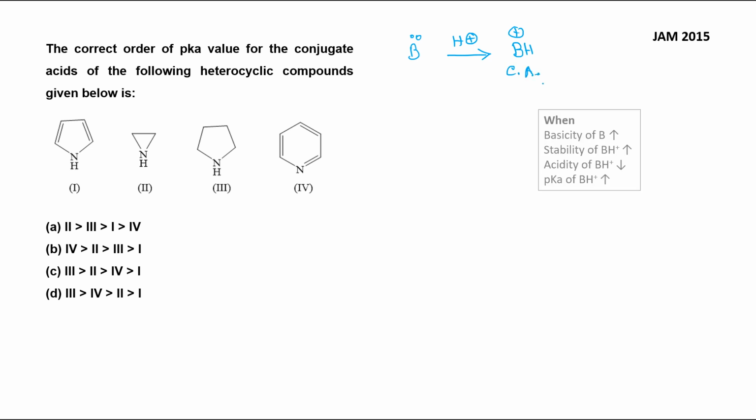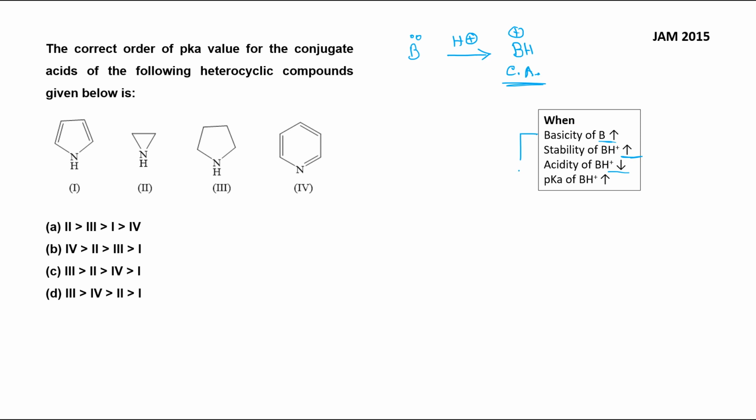Now you have to consider these factors. When the basicity of B is very high, that means the capacity to capture H plus is high, and that is possible because the stability of the conjugate acid BH plus is very high. So when basicity of B is high, stability of BH plus is very high. That means when basicity is increasing, stability of BH plus is increasing, and acidity of BH plus is decreasing, because when stability is high, obviously reactivity is less, right? So acidity will decrease, and when acidity is decreasing, that means pKa is increasing.